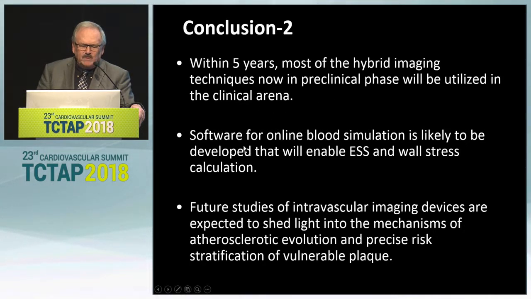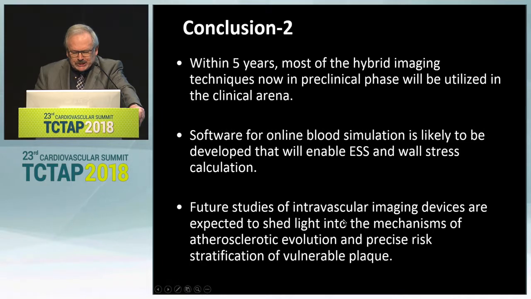That's something for you. Software for online blood simulations is likely to be developed that will enable the shear stress and wall stress calculation online. I have shown you this shear stress, but very soon it will be available online. And like the color code angiography, you will have your angiography expressed in shear stress and wall stress, but we will have to learn what it means, and it could take a long time.